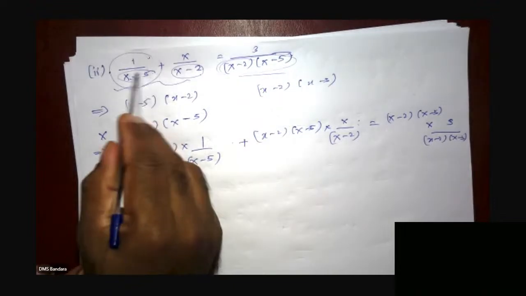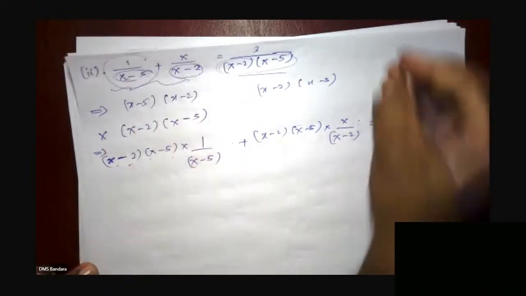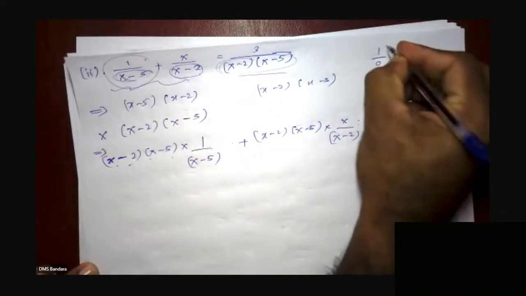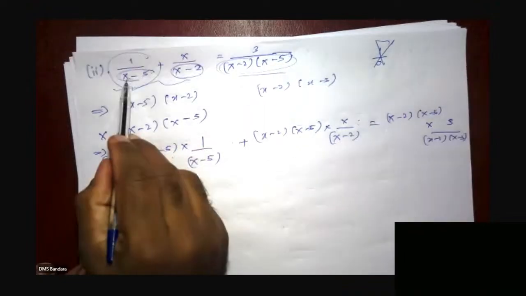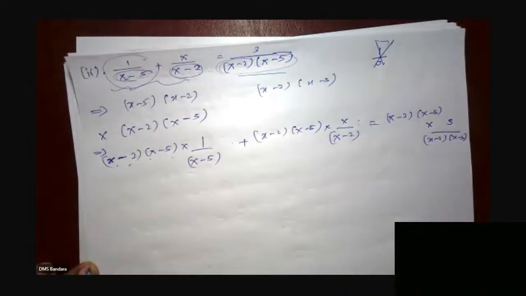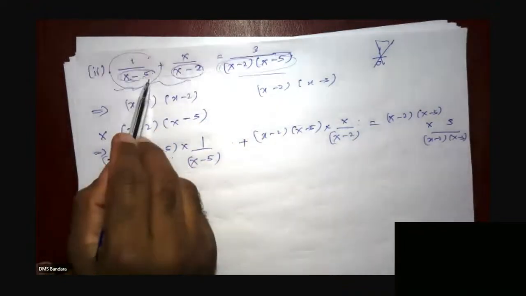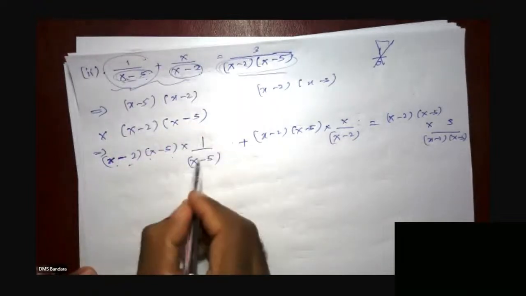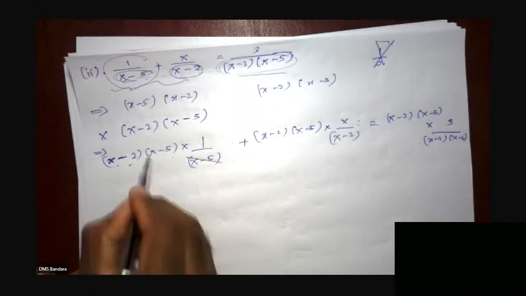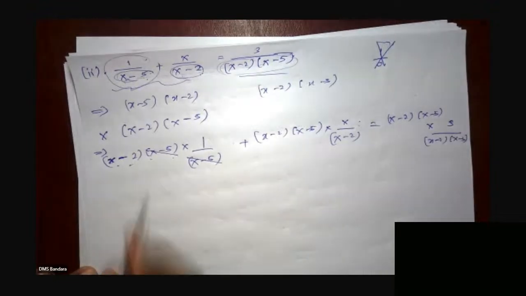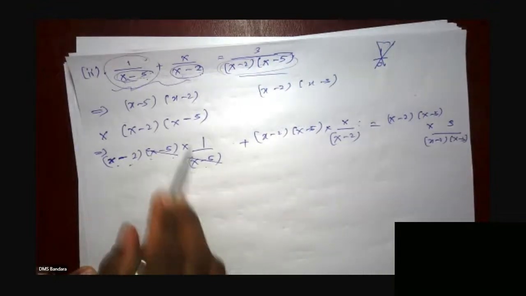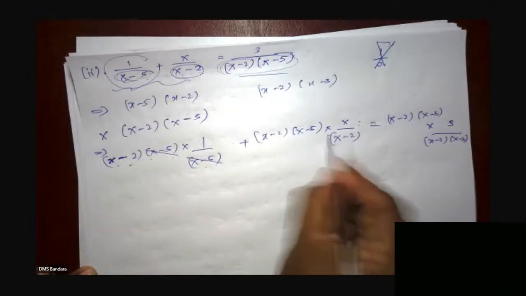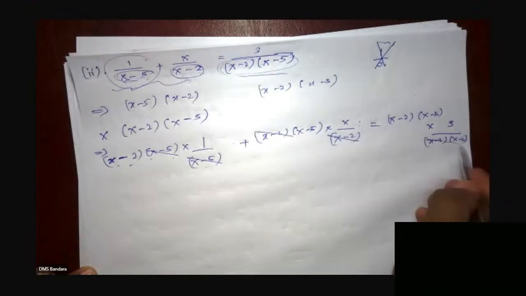So the denominators can't be 0. It means 1 over 0 is not defined. Therefore, the denominators cannot be 0. Therefore, x minus 5 cannot be 0, x minus 2 cannot be 0. Therefore, we can remove this one. We can remove the common things on numerator and denominator. The x minus 2 is here. Then on the right side, we can remove both parts.